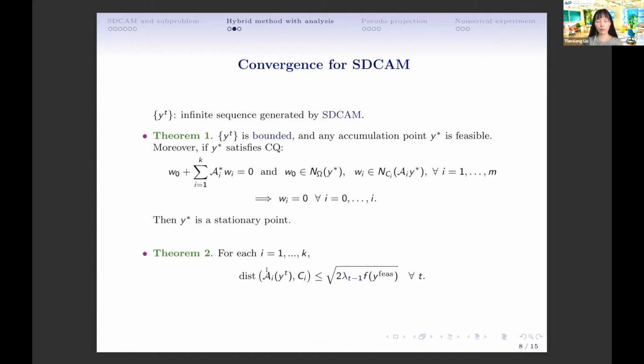So we also have this result about the constraint violation. That shows that our constraint will be like y belongs to some C i. So the distance shows some kind of violation of constraint, which could be bounded by this term. And this term includes this lambda t minus 1. So if we don't switch to the post-processing, we just solve it by SDCM, then as we decrease this lambda to 0, theoretically we can finally get a feasible solution. This is also shown here: an accumulation point is feasible.